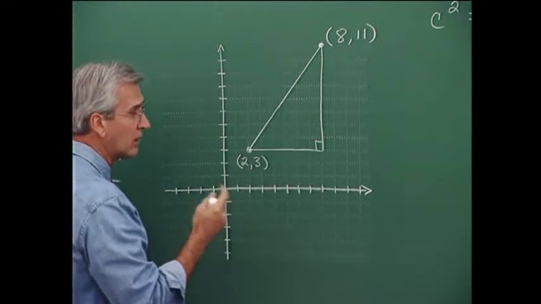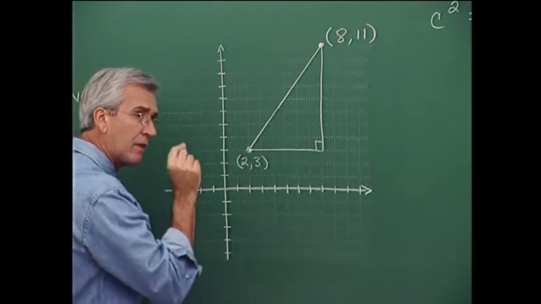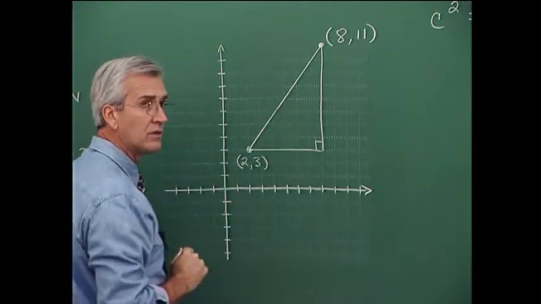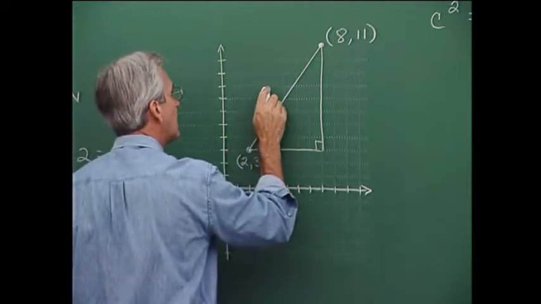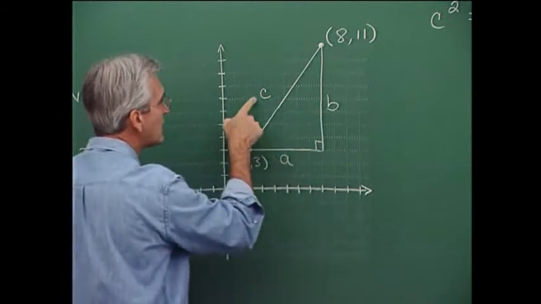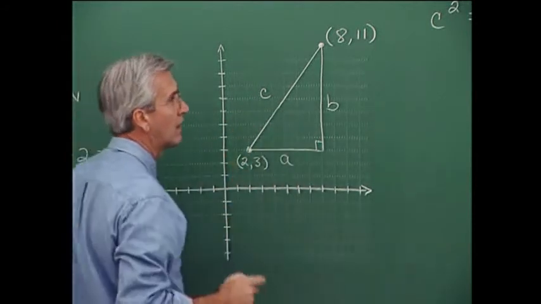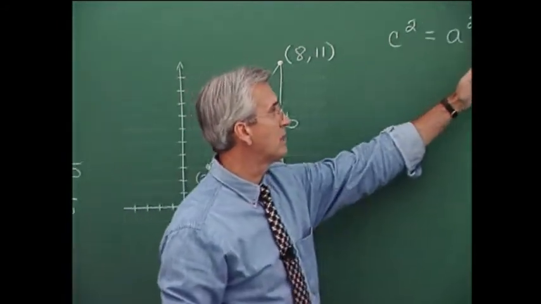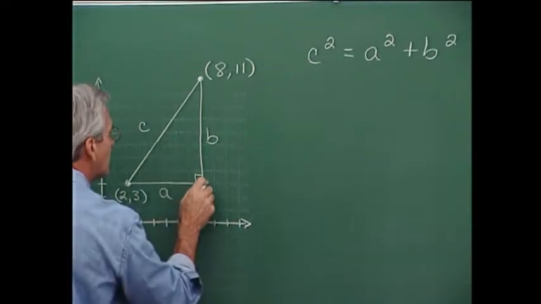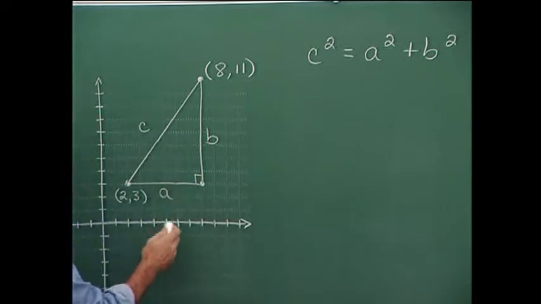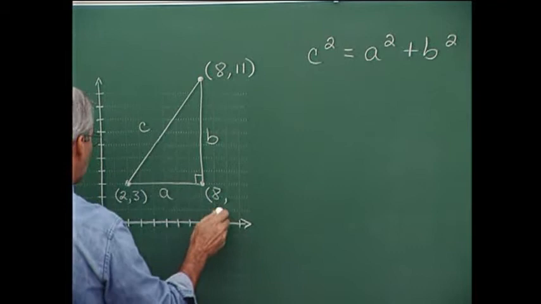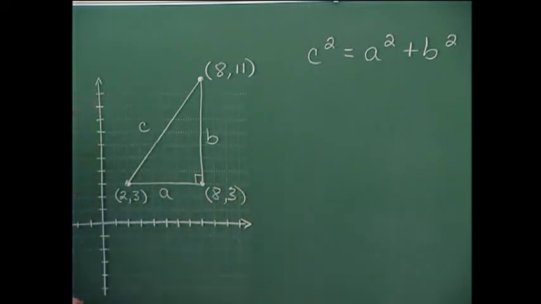Now, with right triangles, you know that the Pythagorean theorem allows us to establish a relationship between these sides. And that if this side is labeled C, and this one A, and this one B, then C squared is A squared plus B squared. C squared is A squared plus B squared. Now, let's talk about these distances. First of all, let me establish this point. This is the point, well, let's see, the horizontal distance here is 8, and the vertical distance 3. So that's the point 8, 3.